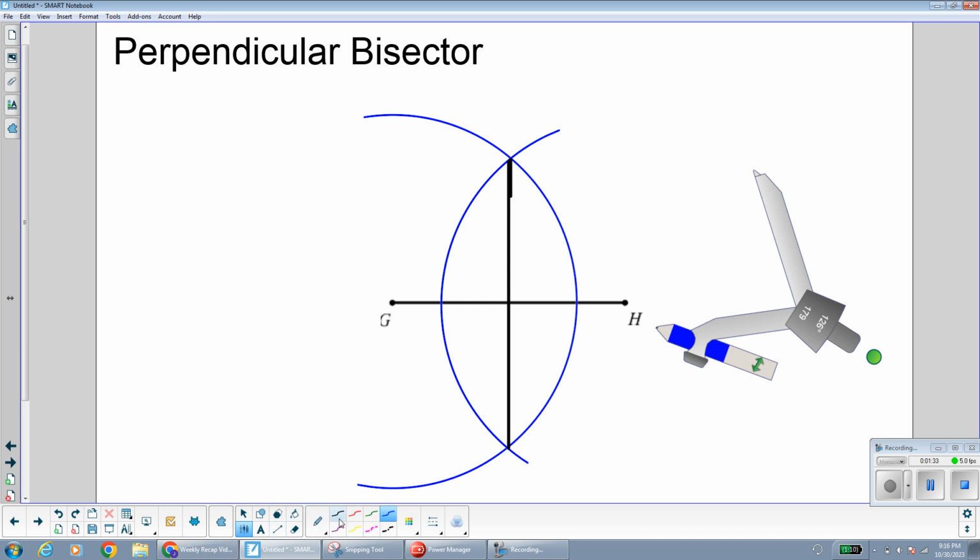And notice what we have here is the perpendicular bisector of line segment GH. Not only is it perpendicular to it, forming 90-degree angles with it, but it also cuts it in half. And that means this point that it passes through is the midpoint of the line segment, because it's the point where the line segment is cut in half.